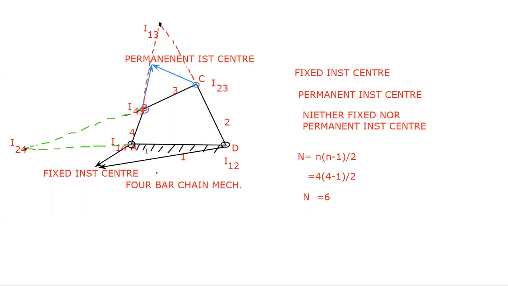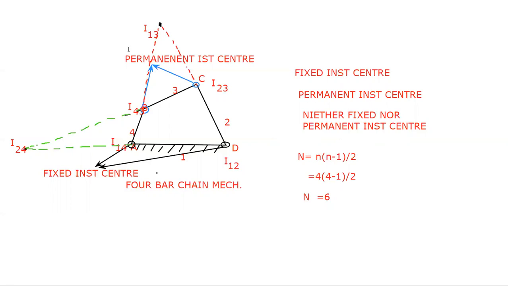Here you can see the link is fixed, that means the fixed instantaneous centers. Then the second one, permanent instantaneous centers, are the ones above these links. Permanent instantaneous centers can be moved or changed as the links move, as per the angle. The remaining are neither fixed nor permanent instantaneous centers.